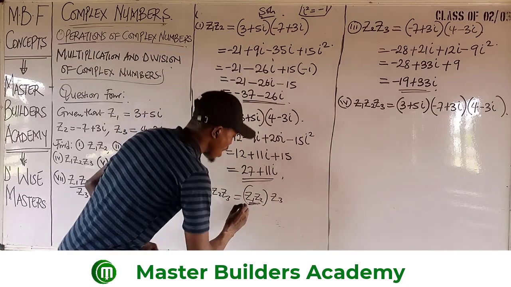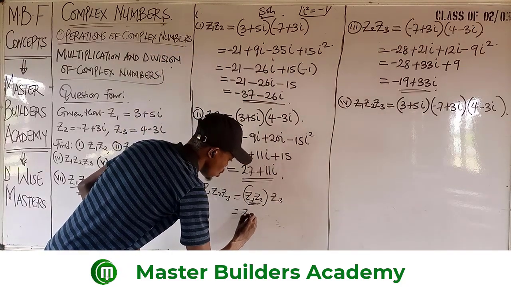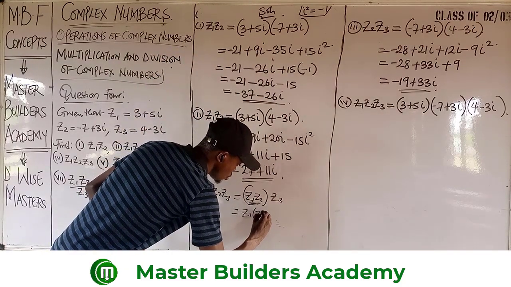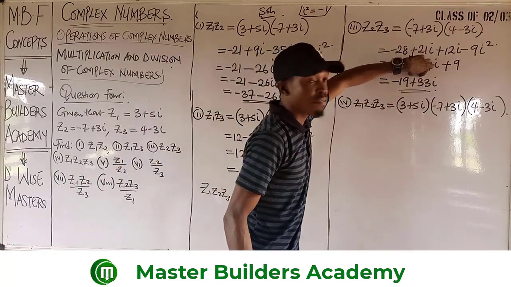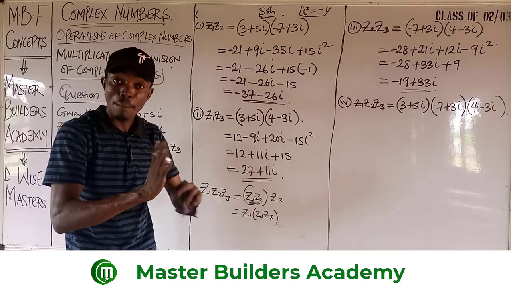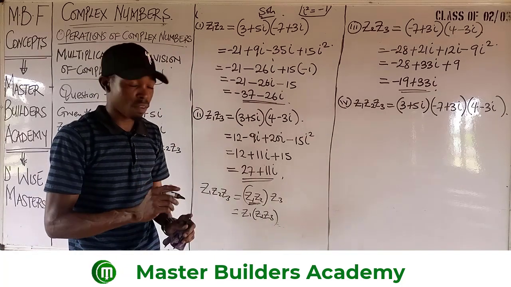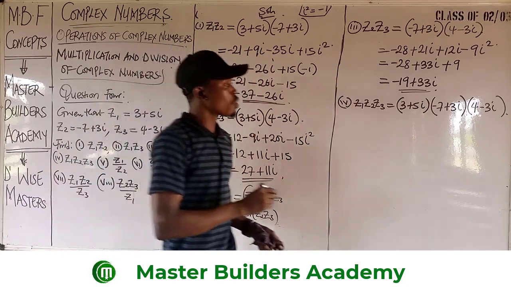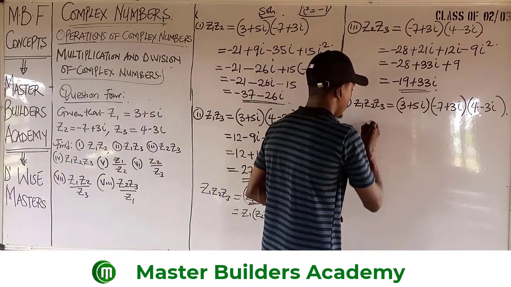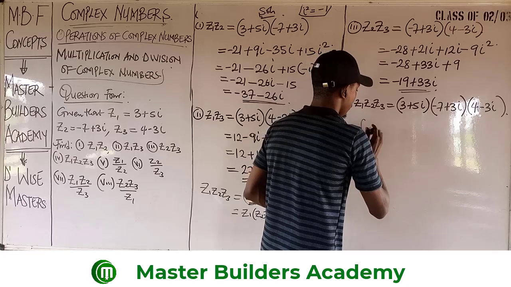Or I can say, okay, this is something as Z1 into Z2, Z3. And I know Z2, Z3. So whatever I have here, I will just multiply it by Z1 and I'm good to go, without wasting much of our time. But as we have it here now, I'm going to go through the long approach. So what we are going to do now is work with the first two brackets.